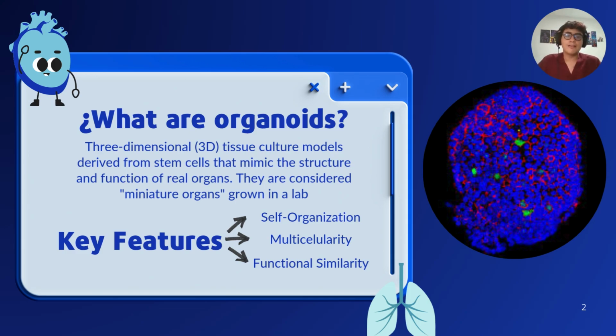An organoid is a three-dimensional tissue structure created in the lab from stem cells. What makes them unique are the three key features they have. First, their incredible ability to self-organize, much like what happens during real organ development. Second, they are multicellular, meaning they contain different types of cells we can find in the original tissue. And third, they replicate key functions of that organ. It's just amazing.